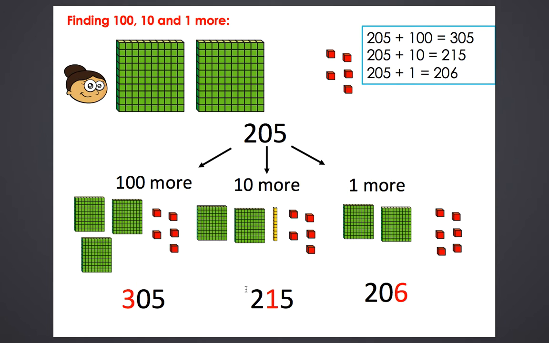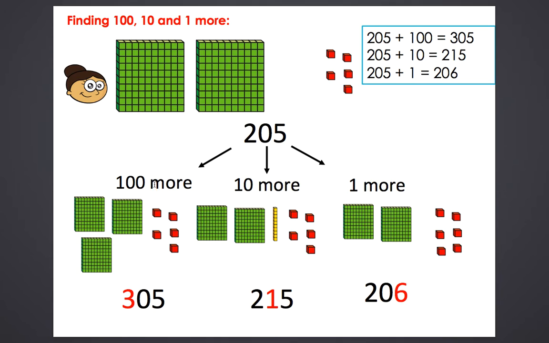When I'm finding 10 more, I'm adding on 10. So I've still got my 200s and I'm adding on 1 ten into the tens column. And my 5 ones are staying the same. So I've got 200 still. Now I've got 210 because I know 0 add 1 equals 1. And I've still got my 5 ones there. And then finally, finding 1 more. So I've got 200 still, and I haven't got any tens in my tens column, and then I had 5 and I've added on one more to make 6.